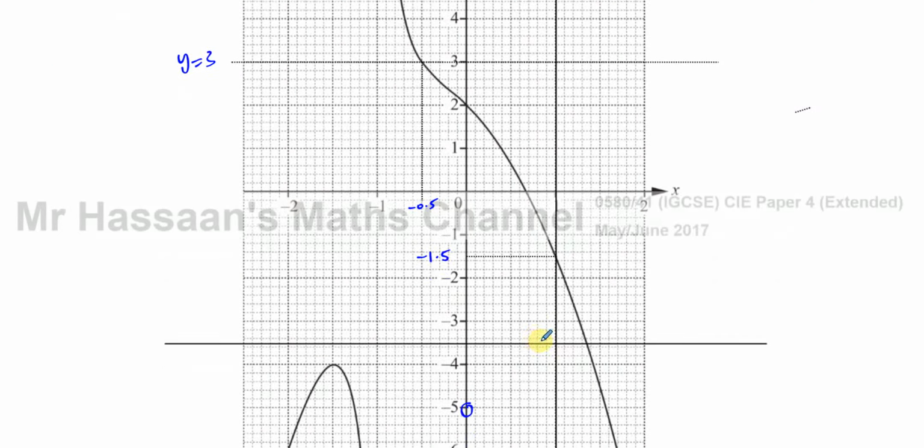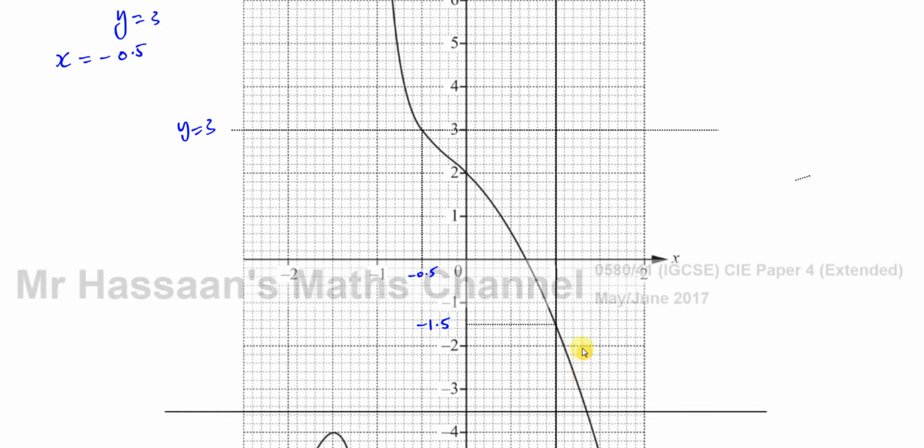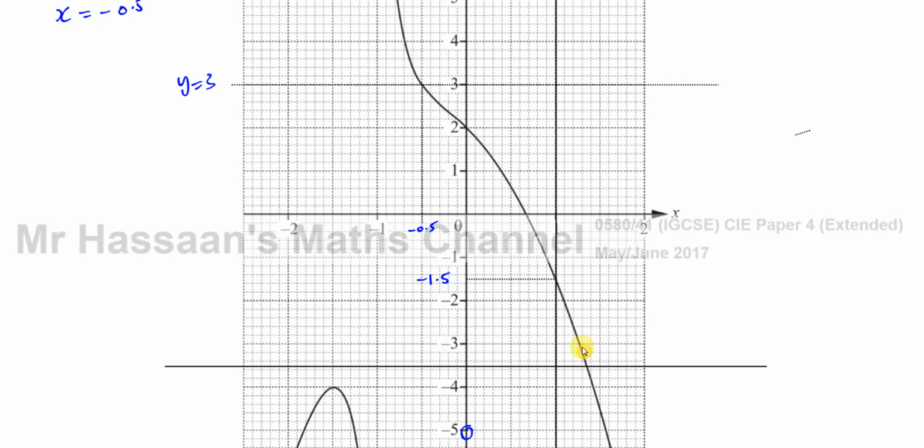Every 1 unit. So you've got to be careful, you don't go 1 square and 1 square. It's 1 unit and 1 unit. So you can see that here, that's the one here. Let me just get rid of this for a second.